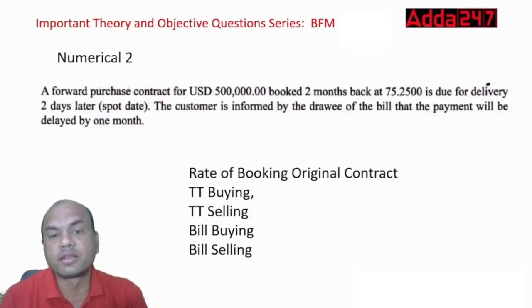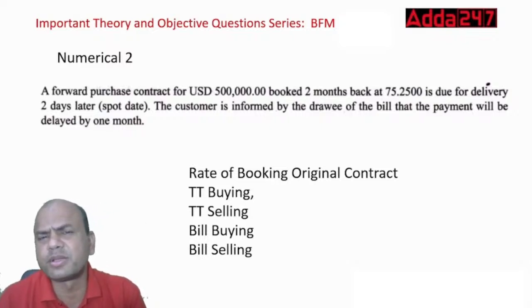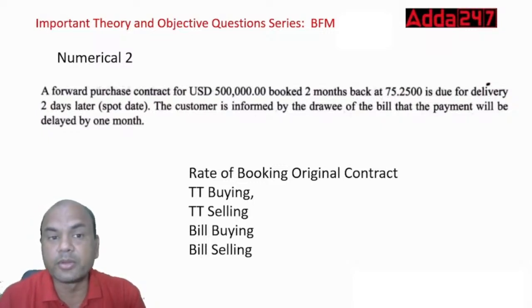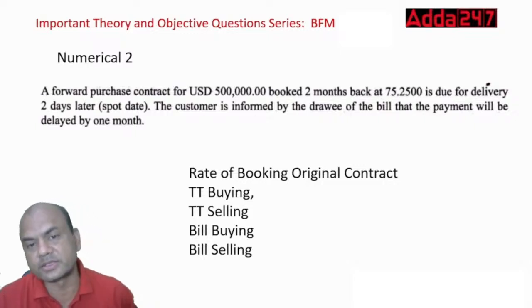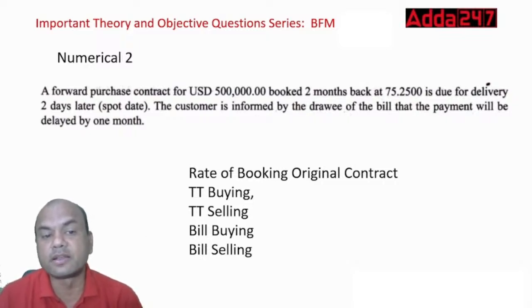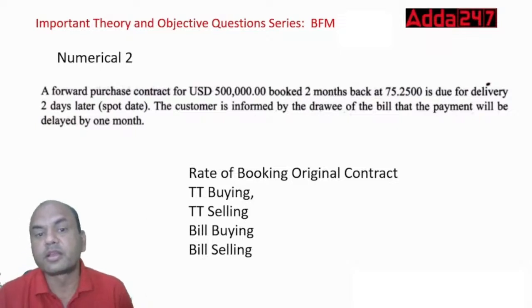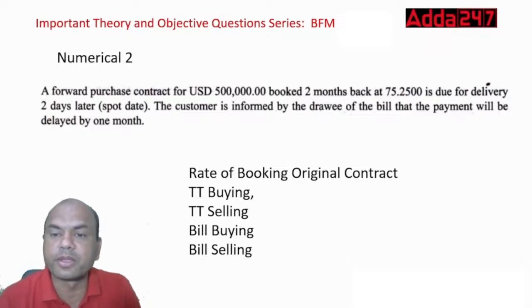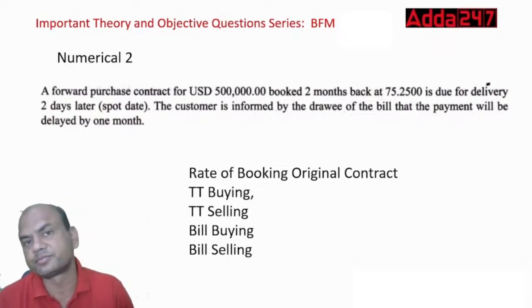Second numerical. Now this is not a simple one, a confusing one, but let's see how many of you can answer this. A forward purchase contract of USD 5 lakhs, booked 2 months back at 75.25, is due for delivery 2 days later. The customer is informed by the drawee of the bill that the payment will be delayed by 1 month. Now, this much is your case study.